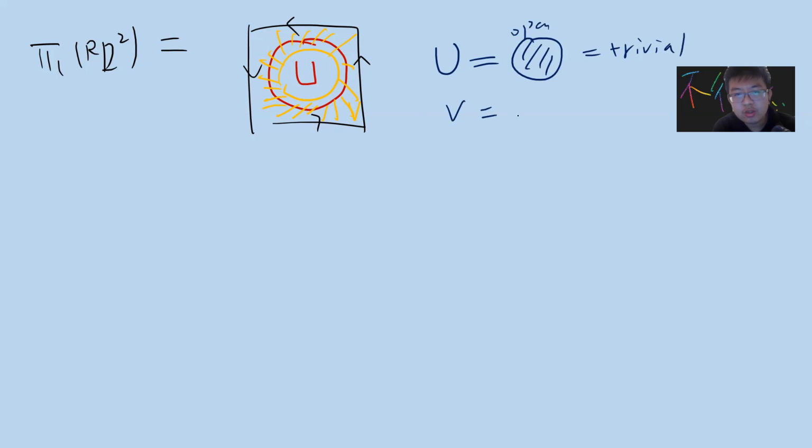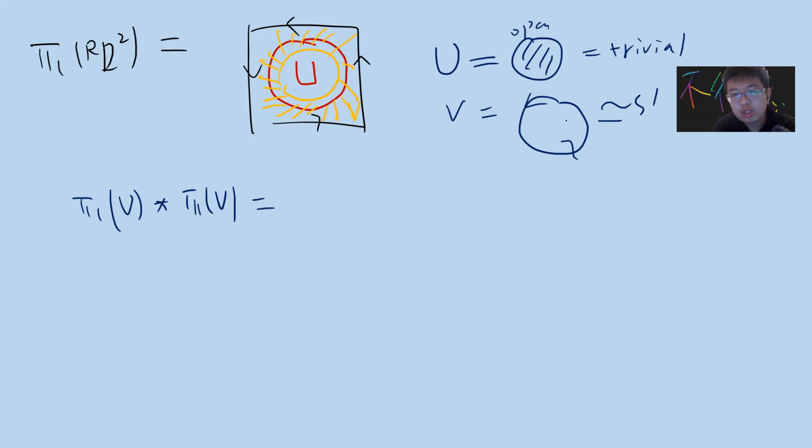And then what is V? V is a thickened loop, but you can do the deformation, so V is actually S1. So pi1 U free product with pi1 V is just pi1 V, because the first is trivial. So we get a loop, which is Z, generated by, let's say, loop A.